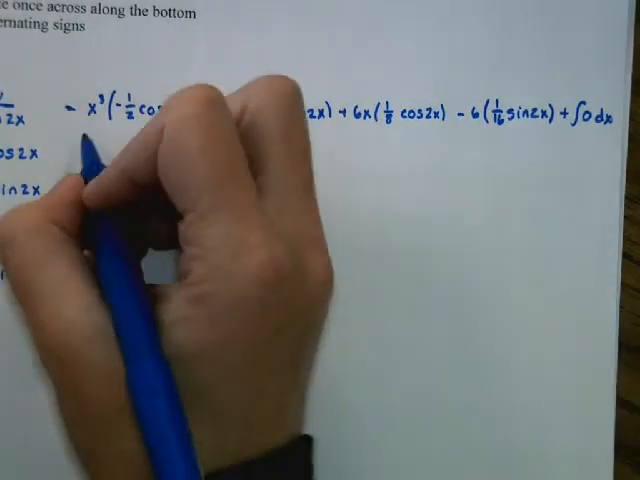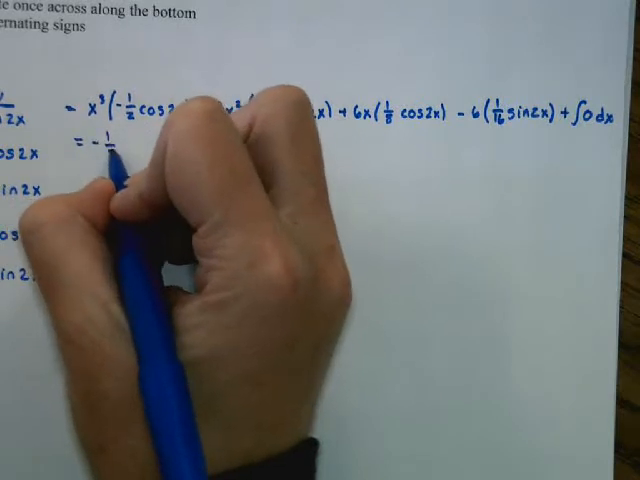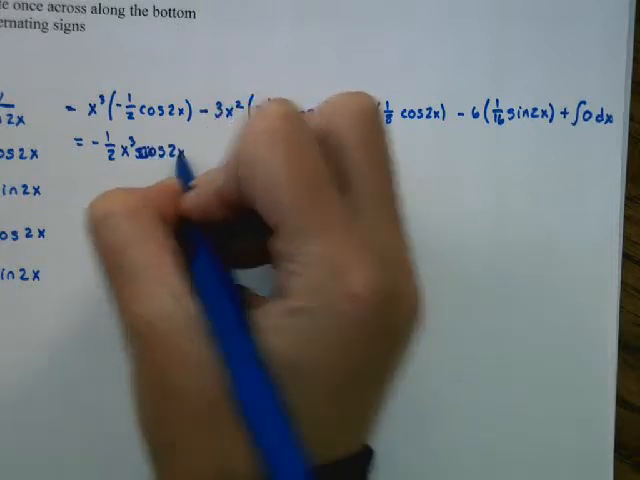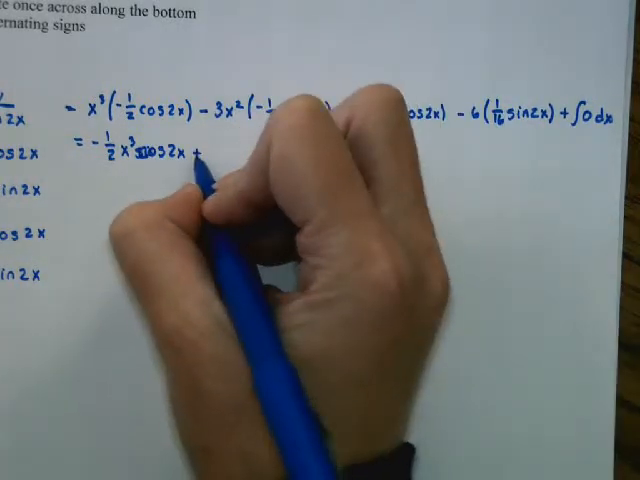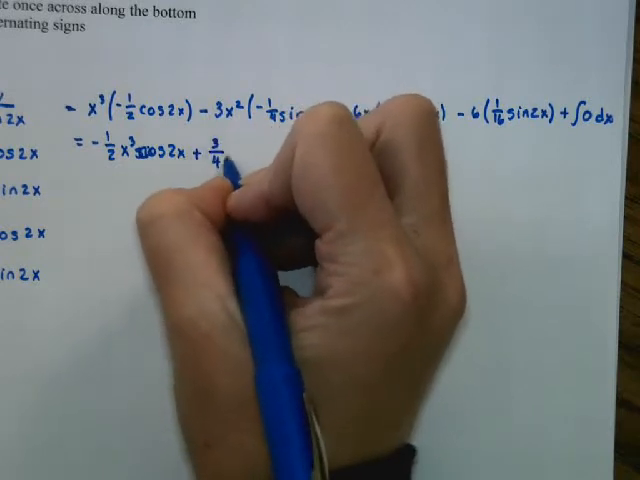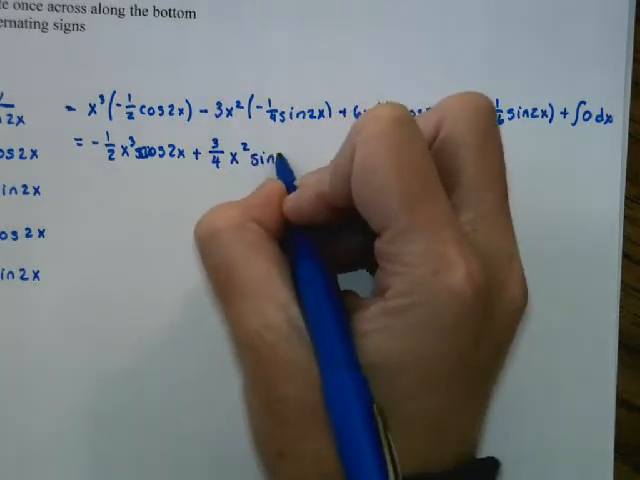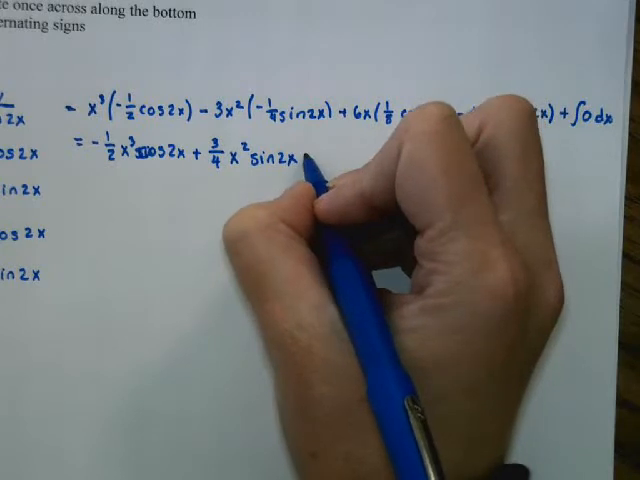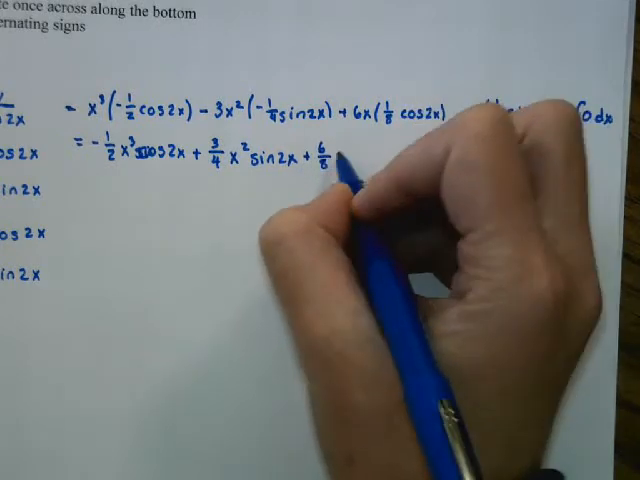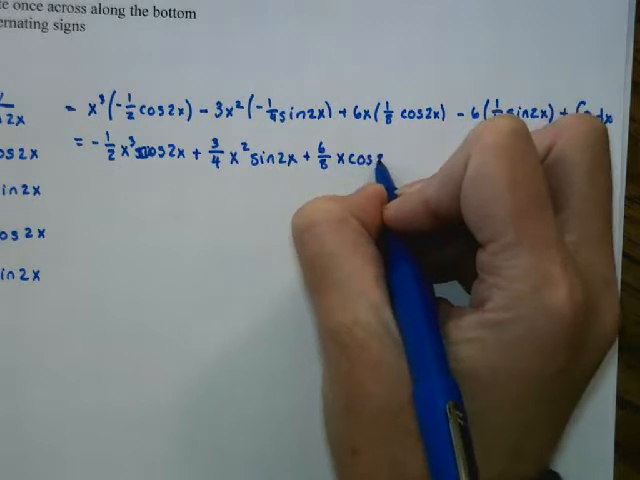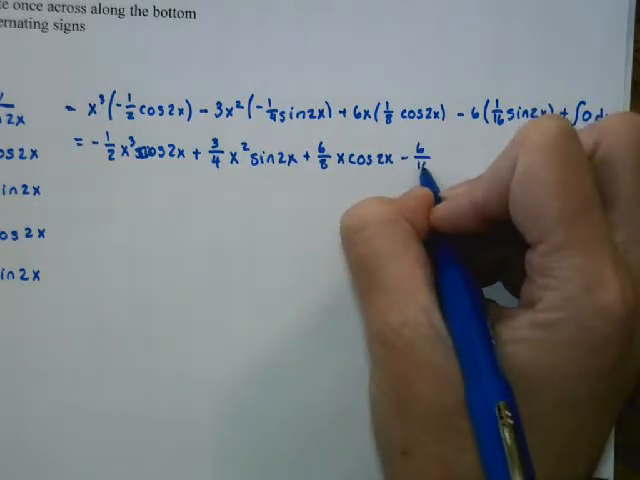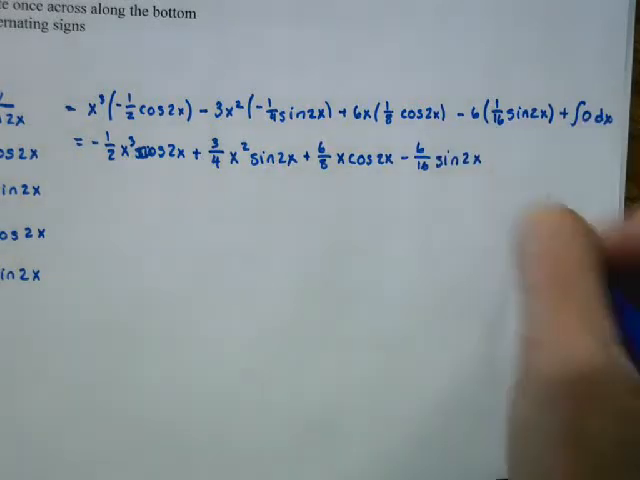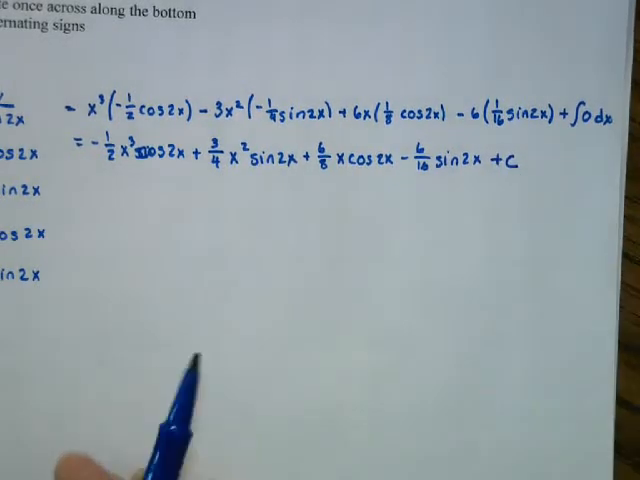And then I'll just simplify a little bit here. So we're going to have a negative 1/2 x cubed cosine 2x, a minus minus, so we're going to have a plus 3/4 x squared sine 2x, plus plus, so 6/8 or 3/4 x cosine 2x, minus a 6/16 sine 2x, or you can make that 3/8, plus the integral of 0 is just going to be C.